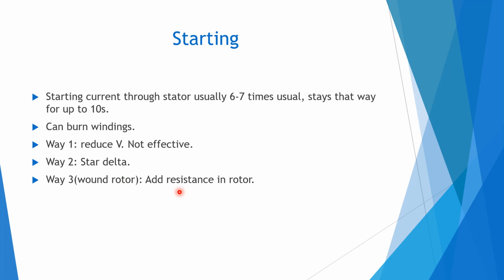If you have a squirrel cage rotor, you have to do these weird things. And star delta is not that easy because flipping from star to delta instantaneously is going to take some weird mechanics. So we usually use relays for that, but star delta is a bit harder than just adding a resistance in the rotor, obviously. So this is the end of the power engineering module.